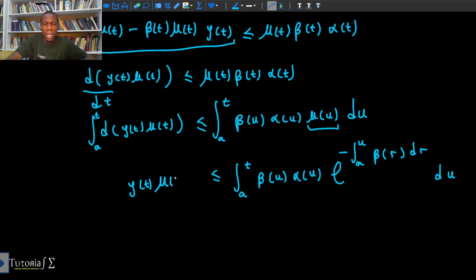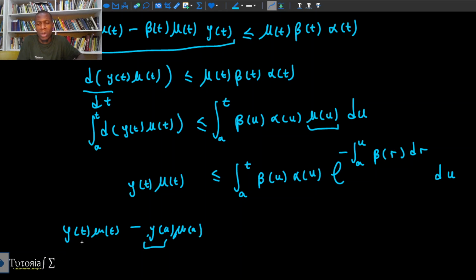mu of t. Okay, that is because, remember, when we integrate this part, we're just going to have y of t mu of t minus y of a mu of a, but y of a is 0, so meaning that we're just going to have this part here. Okay, so that is just a brief background on that.